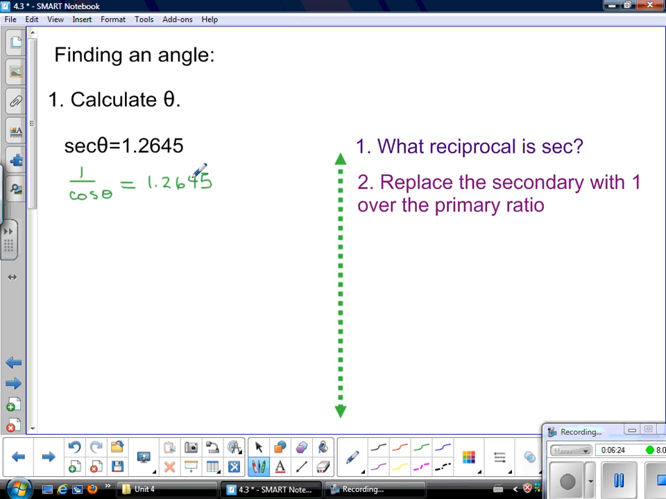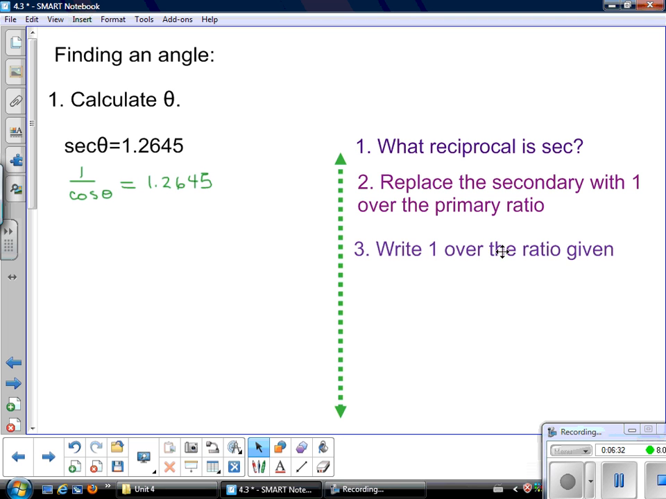Now the second step is what we want to do, because I'm going to set up a ratio for this. So I'm going to write 1 over the ratio given. This is the ratio they gave me, so I'm actually going to write 1 over it. Hopefully it stayed. Yes, it did stay. So I'm going to take that and put it over 1. So now I have a ratio.